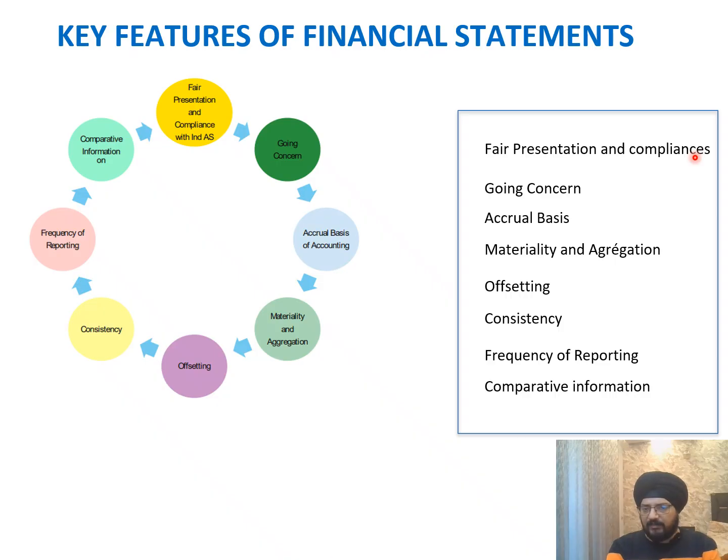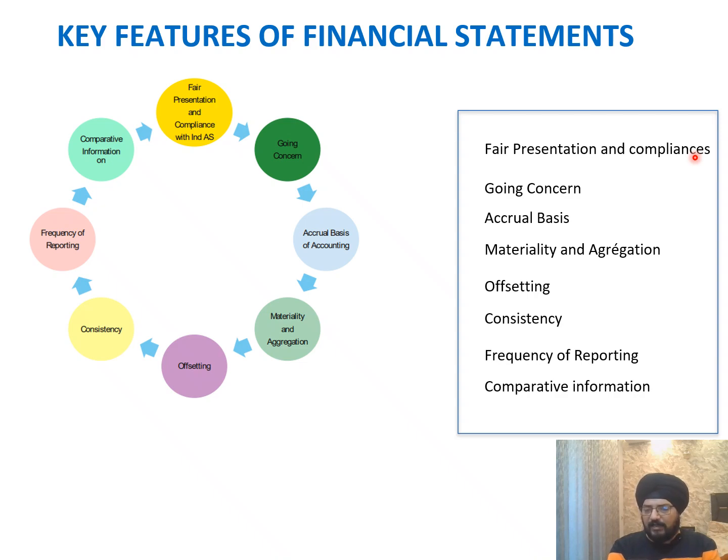Materiality and aggregation is again a concept we are going to speak about in detail as we move forward. Largely it covers what a material item is, one whose presentation or non-presentation may impact the decision making of the stakeholders. And when we talk about aggregation, it speaks about non-material items which can be aggregated without impacting the decision making by the stakeholders.